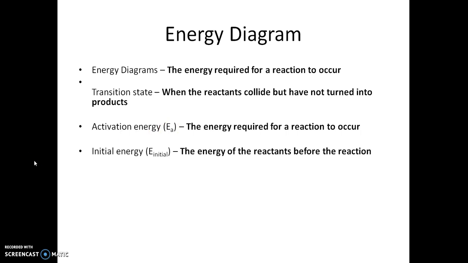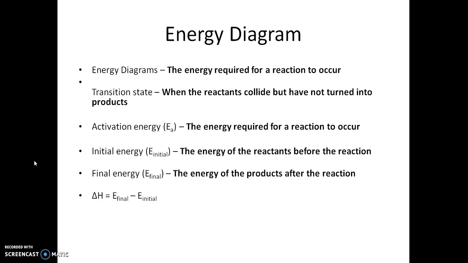Initial energy is the energy of the reactants before the reaction, whereas final energy is the energy of the products after the reaction. And delta H, or the enthalpy, the heat content of the system, can be calculated by taking the final energy minus the initial energy, because that's how much energy was in the system. That was the heat content, or how much energy it started with.